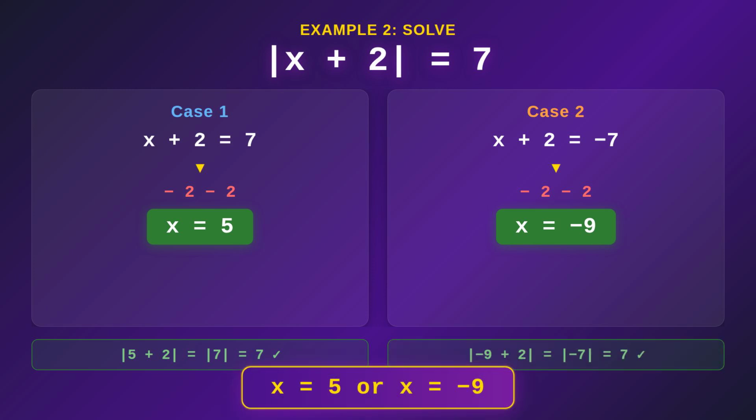Let's check case 1. The absolute value of 5 plus 2 is the absolute value of 7, which equals 7. Correct. Check case 2. The absolute value of -9 plus 2 is the absolute value of -7, which equals 7.